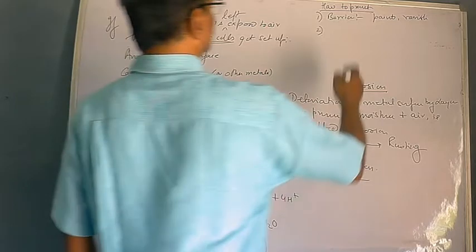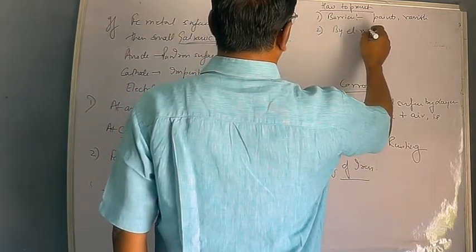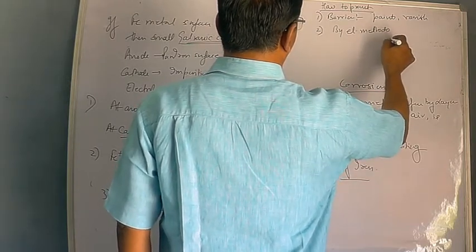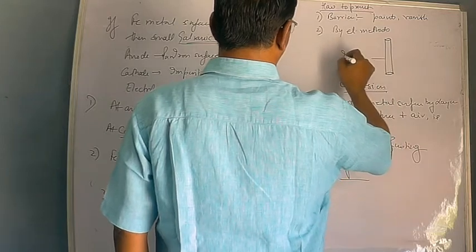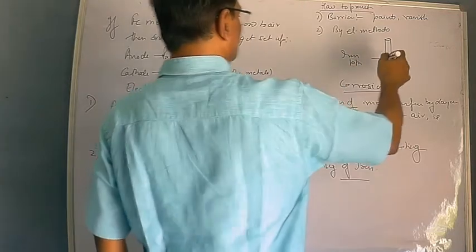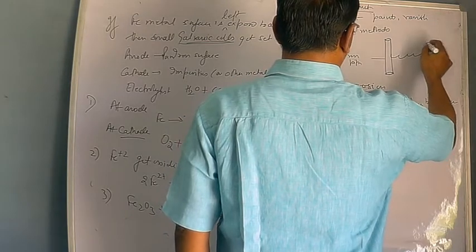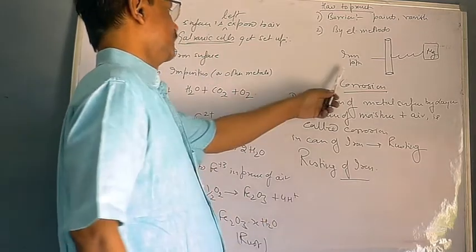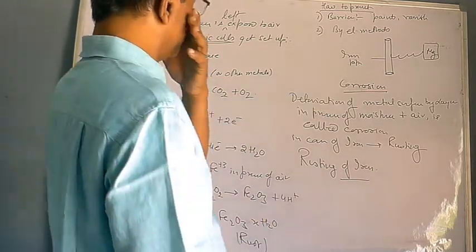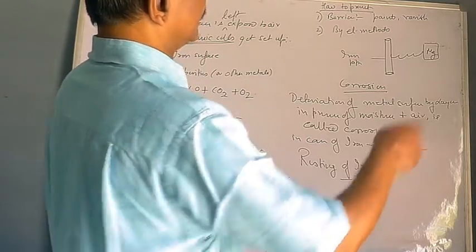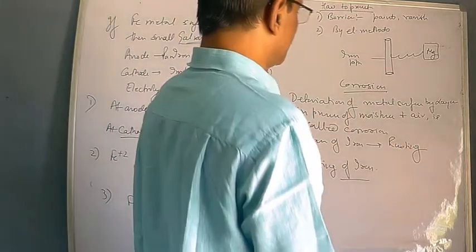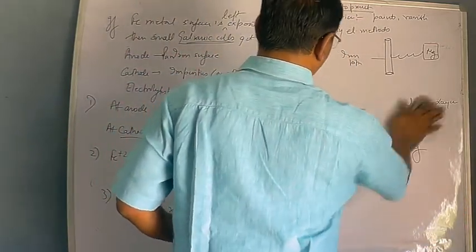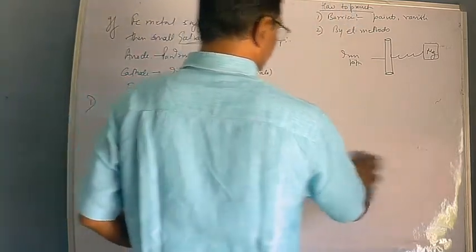Number two, by electrical methods. This is an iron plate, or iron pipe, connected with more active metals such as magnesium. These iron pipes are found in the sewer lines. So if these iron pipes are connected with a wire to a more active metal, that is magnesium, what happens? Magnesium gets oxidized in preference to iron, and hence no corrosion of iron will take place.